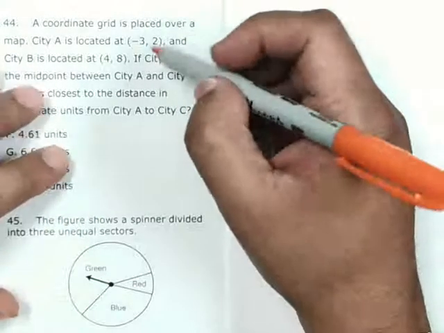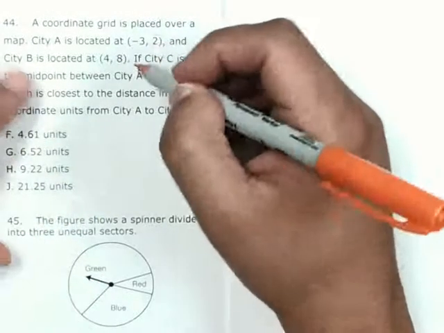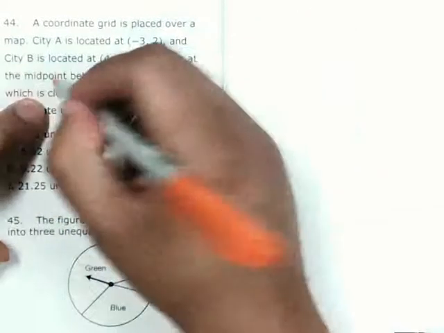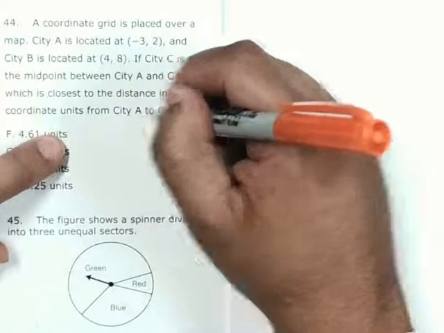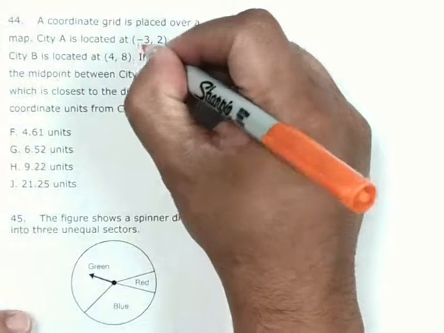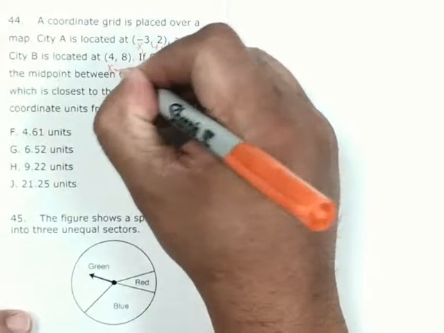Number 44, a coordinate grid is placed over a map. City A is at (-3, -2), and B is at (4, 8). If C is at the midpoint, what's the distance from A to C? So we're going to use the distance formula. We can let this be x1, y1, x2, y2.